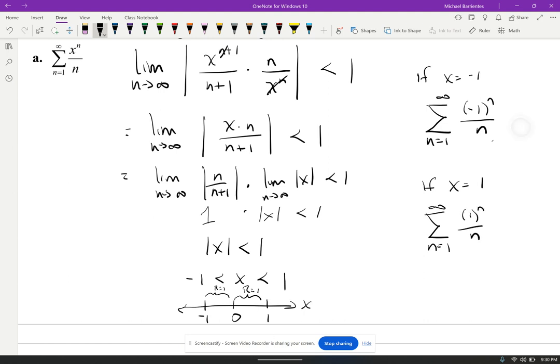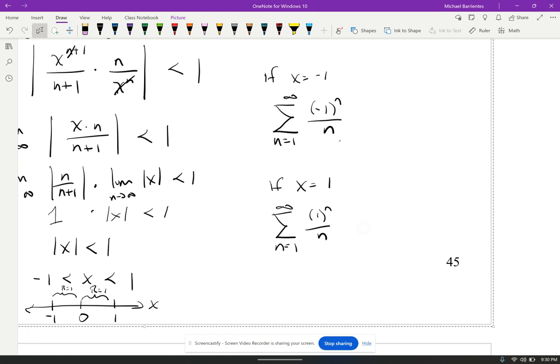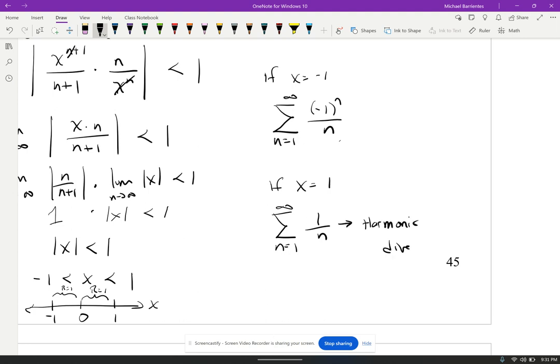Well, these series should look familiar. This one especially, 1 to the n is just 1, so I can rewrite it like this. And that's the harmonic series, and that diverges. And if it diverges, that means it is not included in my interval of convergence.